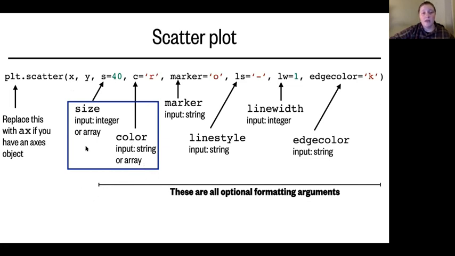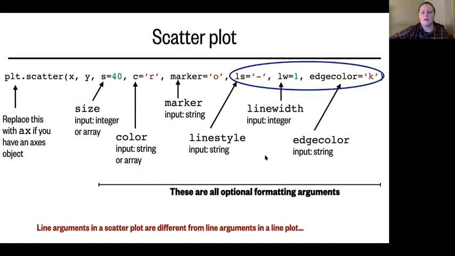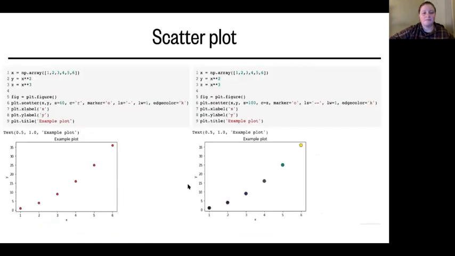When you give these things arrays, it actually allows them to be variable. So you can have sizes that are different, and you can have colors that are different in your markers. And then you have your marker, which is the same as the line plot. And then you also have line style, line width, and edge color. And even though there's not a line connecting the dots, there's still a line that you can format. And I'm going to go over that really quickly.